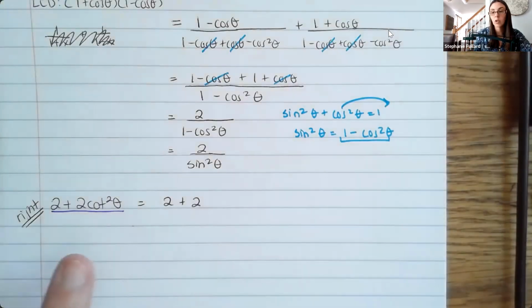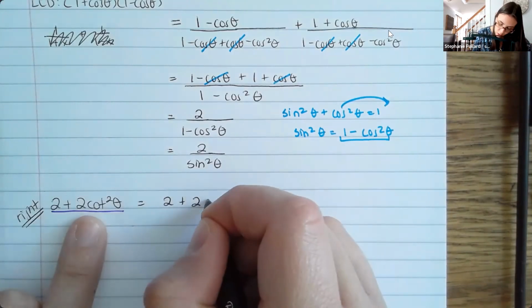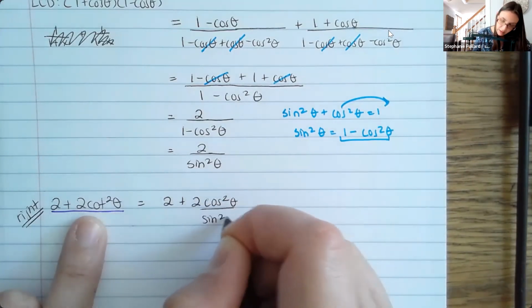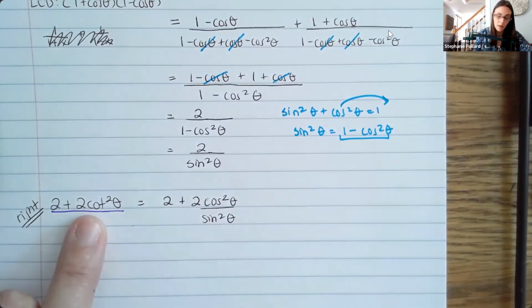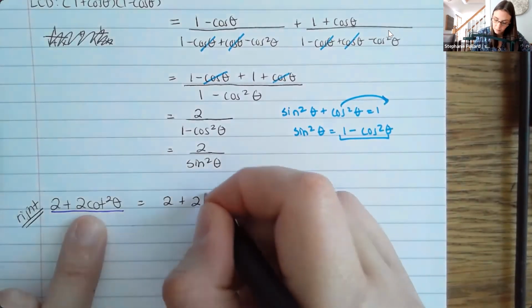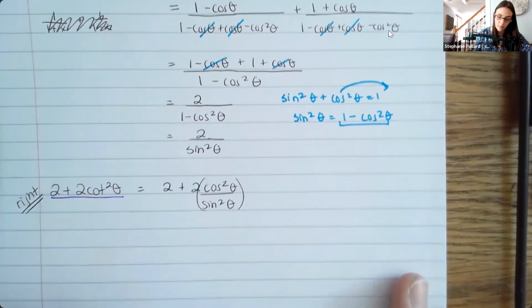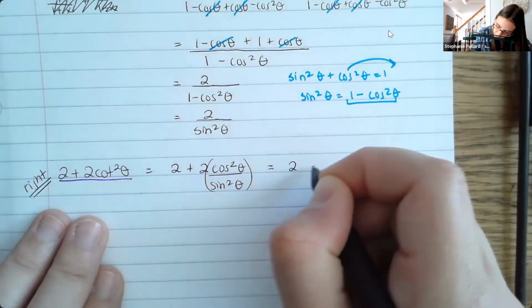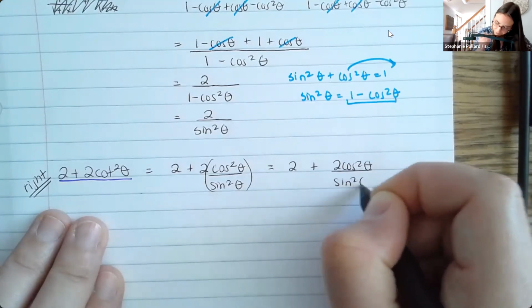And you may be saying, yeah, but it's squared. That's okay. What I'm going to do instead is I'm going to use cosine squared theta over sine squared theta. So I can go ahead and still use those reciprocal rules. But if it's squared, I'm going to have to use the square there as well. So you can still apply them. All right, so what I have then is 2 plus 2 cosine squared theta over sine squared theta.